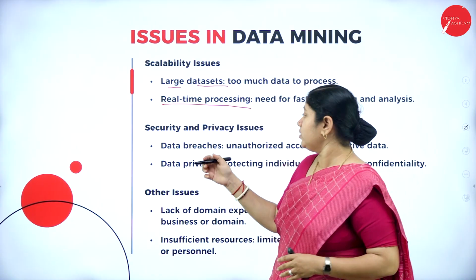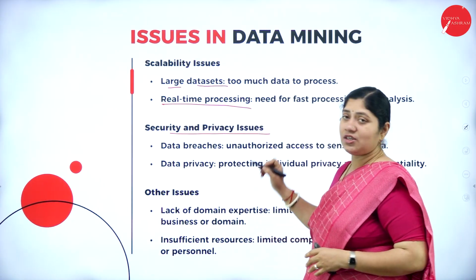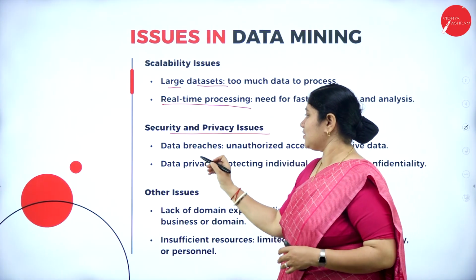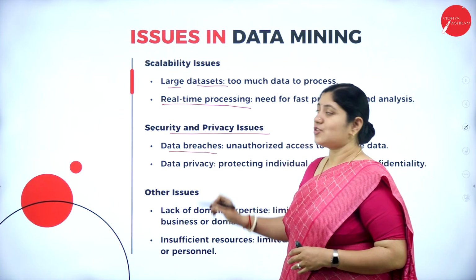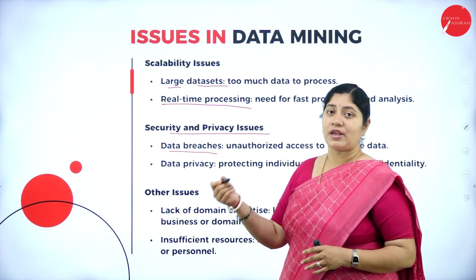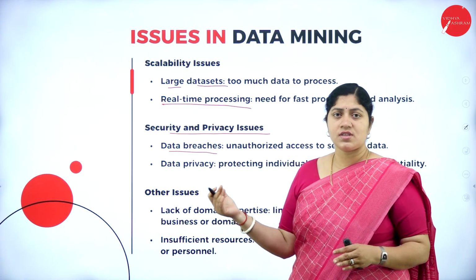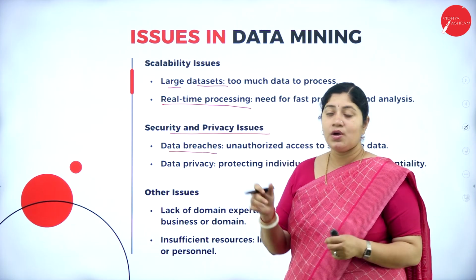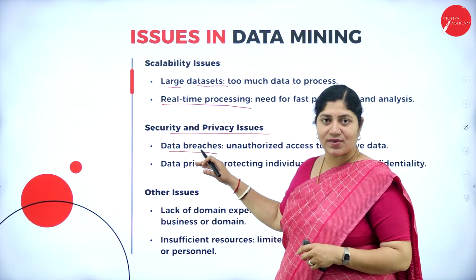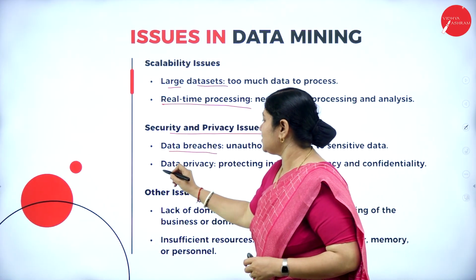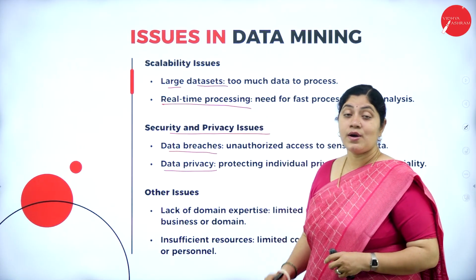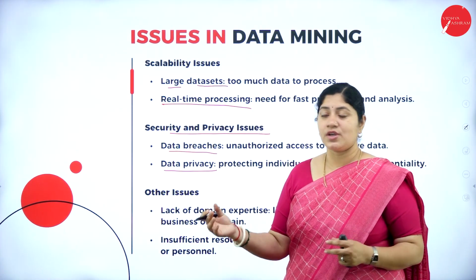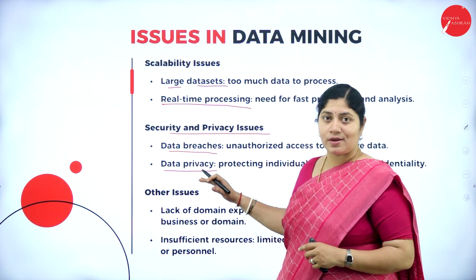The next issue is security and privacy. Definitely there will be data breaches. That is the primary one under security and privacy. Data breaches mean unauthorized access to sensitive data. The next is data privacy, where while protecting data or applying some rules, the data will be lost. So that is with respect to data privacy.